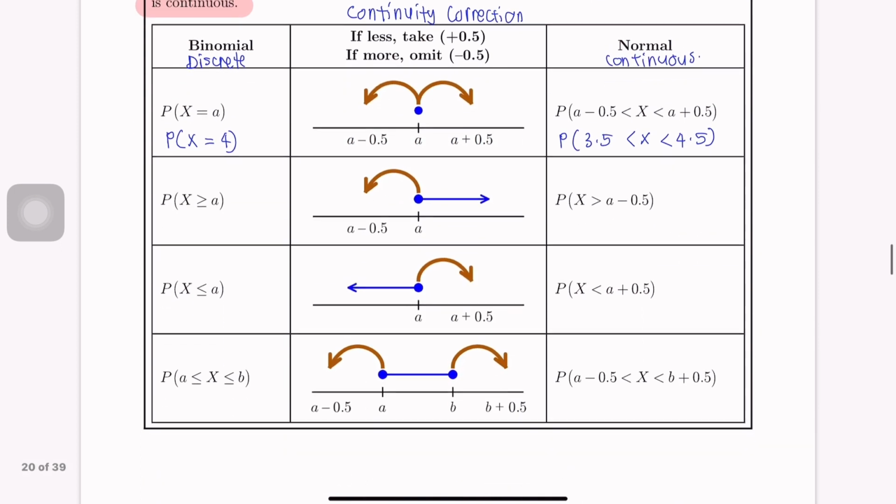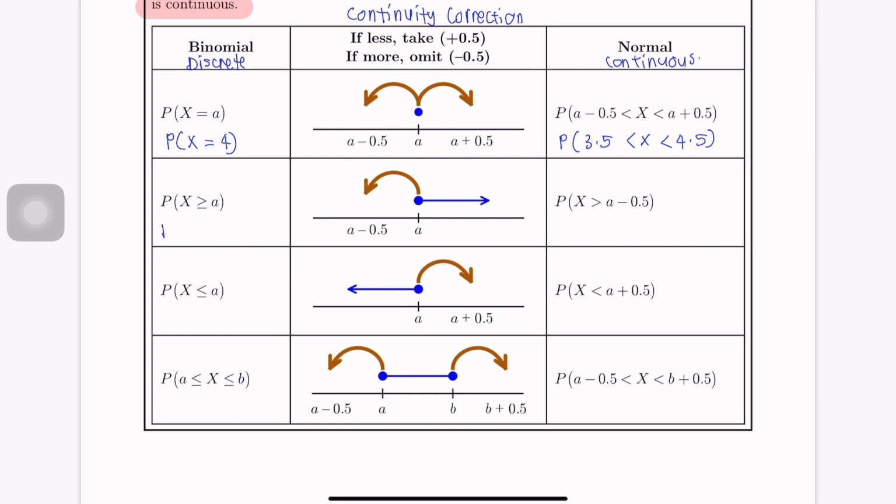For example, if you have probability x greater than or equal to 4, to change to normal we will take probability x greater than 3.5. You can see here, this one is 4, so we want greater than or equal to 4. To do CC, we take 0.5 outside the blue line. That's why we need to minus 0.5.